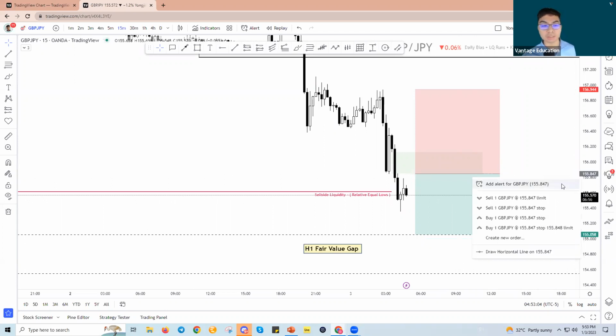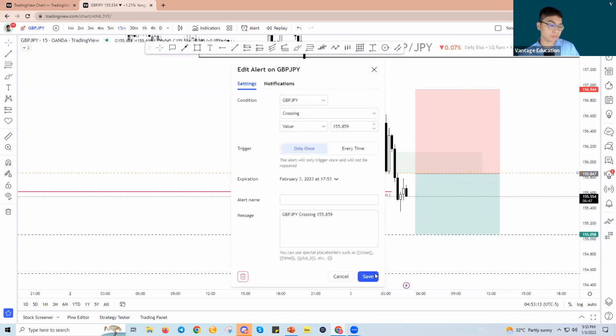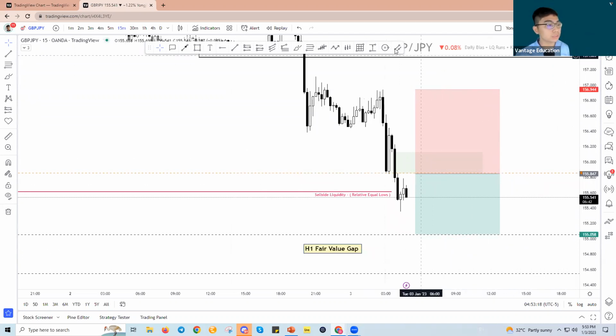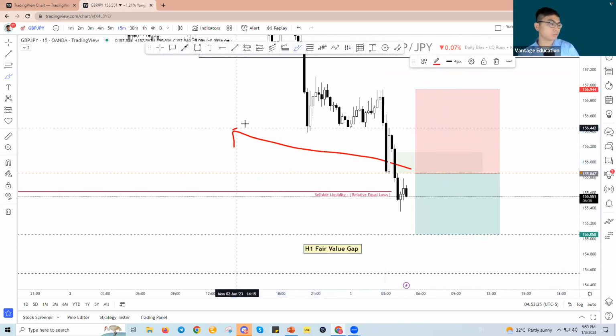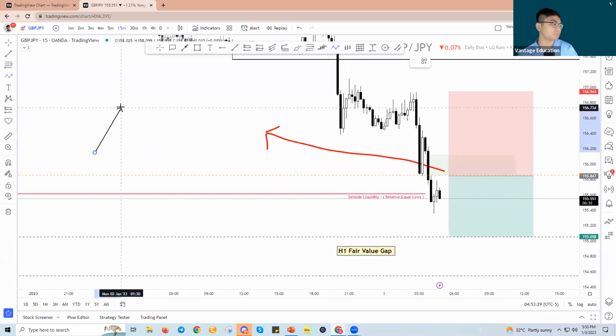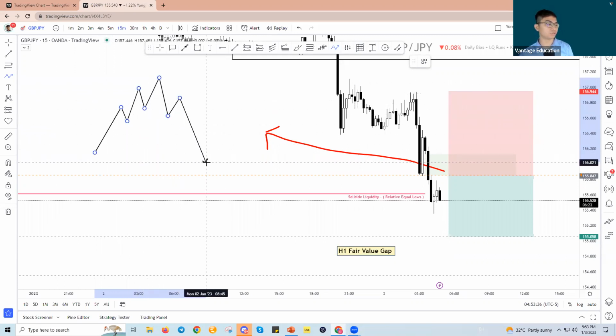Add alert for GJ at 155.847. And then once the alert gets hit, right there, I'll start moving on to the 5 minutes and the 1 minute chart. Mostly on the 1 minute chart, what I want to see happen. So just imagine this scenario already tapped in. What I'll be looking for is for price to go up, and it form a market structure shift before I look for an entry.